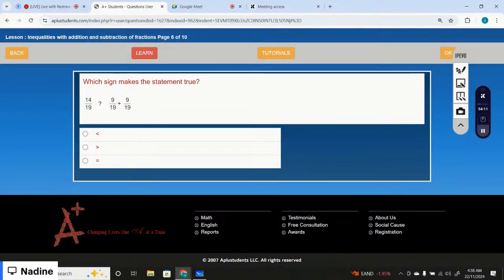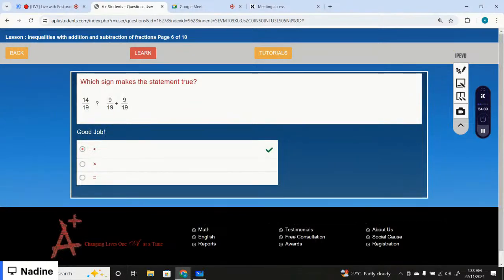14 over 19, you have to compare it to 9 by 19 plus 9 by 19. 9 plus 9 makes 18. So 14 over 19 is less than 18 over 19.